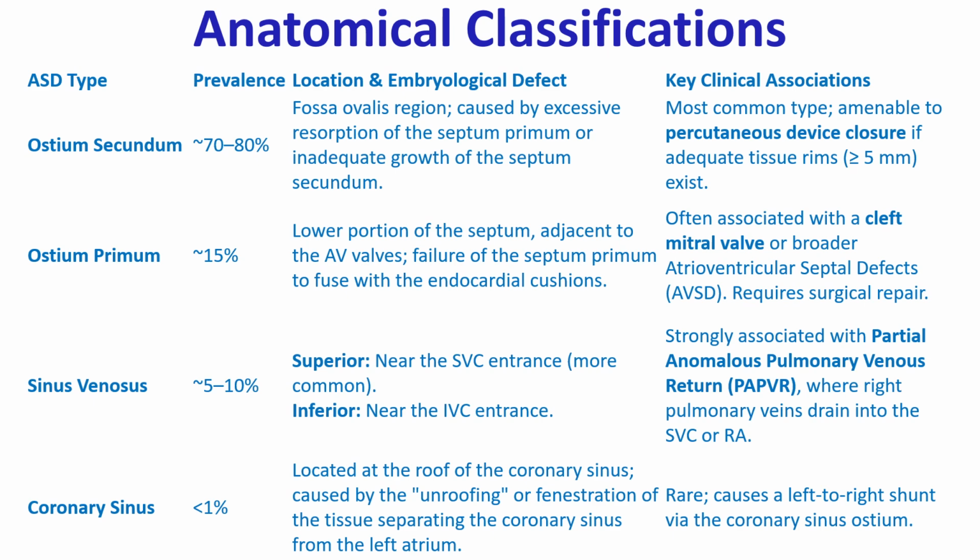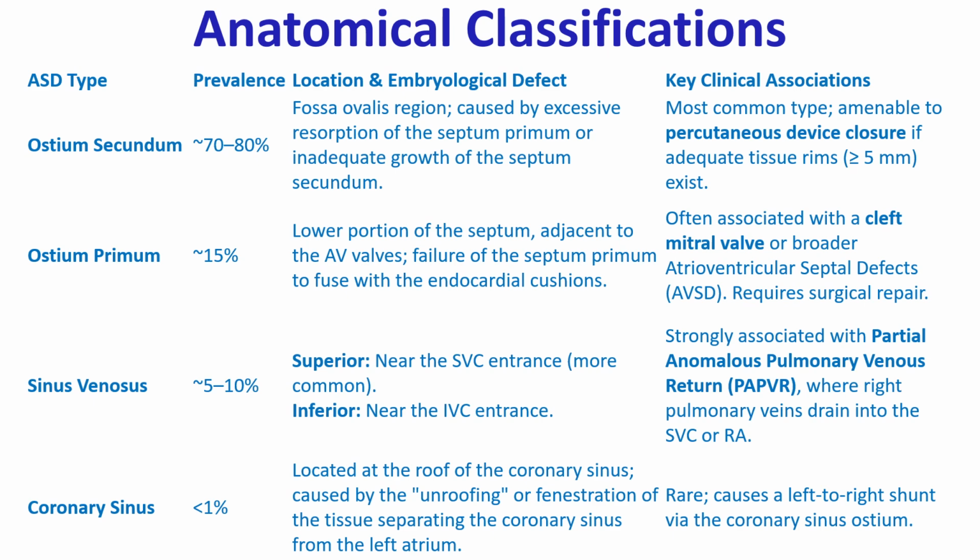Sinus venosus ASD, about 5 to 10%, has a superior variety near the superior vena cava entrance, which is more common, and an inferior variety near the inferior vena cava entrance. Strongly associated with partial anomalous pulmonary venous return, where right pulmonary veins drain into the superior vena cava or right atrium.